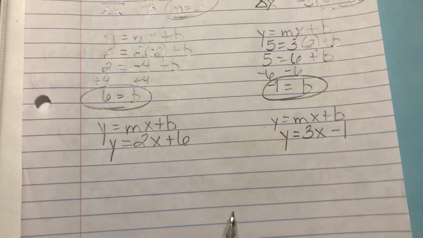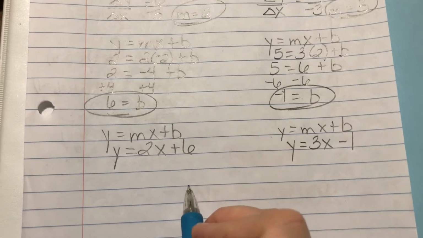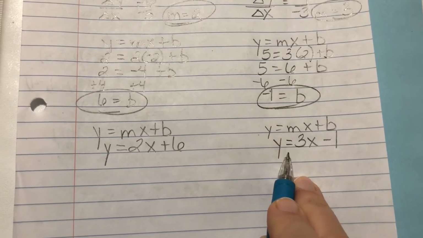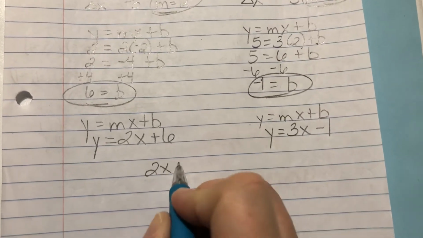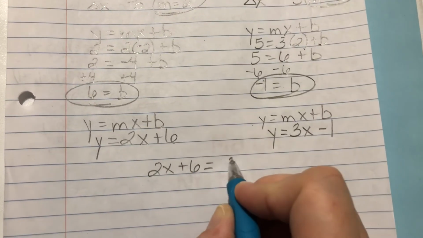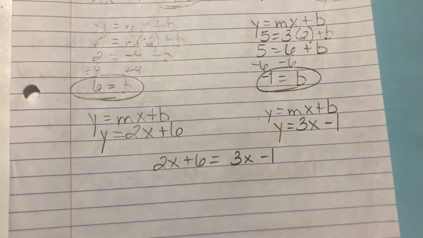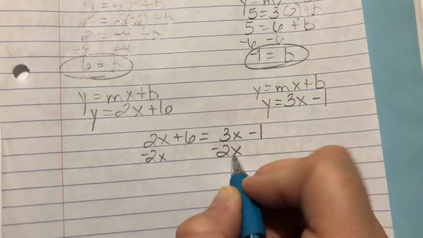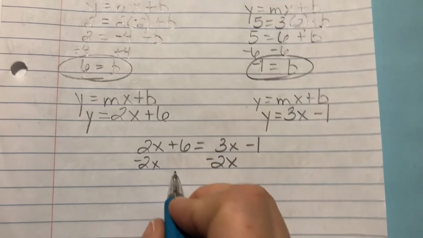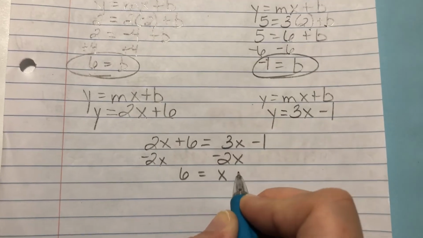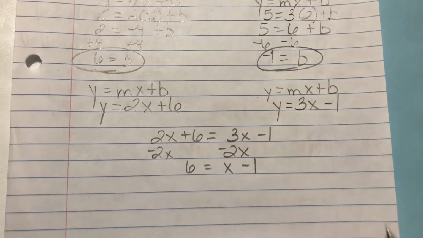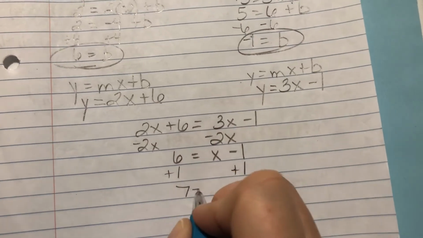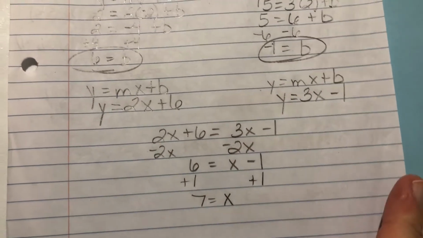Since I have two equations that are in slope-intercept form, I am going to now use substitution to solve the system. Since both equations are equal to y, I can set the two expressions equal to one another and use that to solve the system. Moving my x terms to the same side of the equal sign, I end up with 6 equals x minus 1. Add 1 to both sides, and I get that 7 equals x.